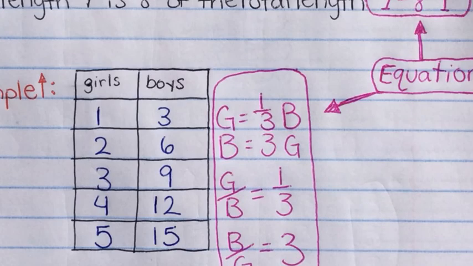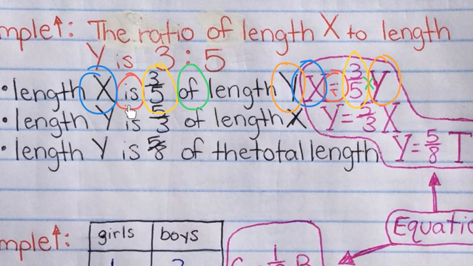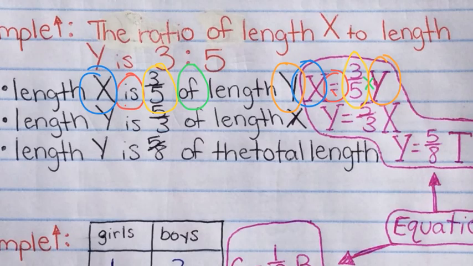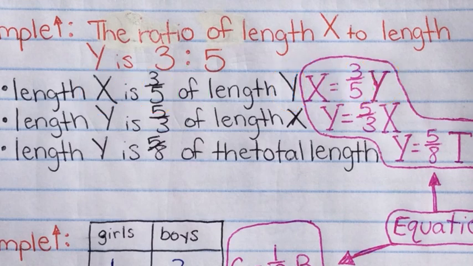Let's slide back up. Is always means equal, of always means multiply. Then all you have to do is read straight across your sentence, length x, so bring your x over, there it is, so bring your equal sign over, there it is, 3/5, bring that over, of means multiply, y, bring that over.